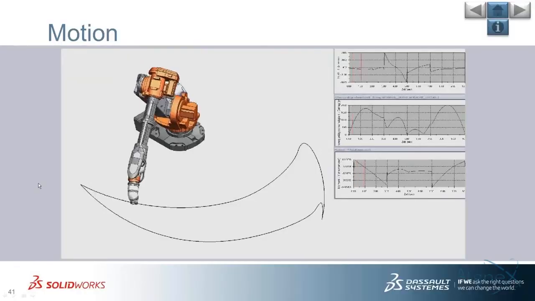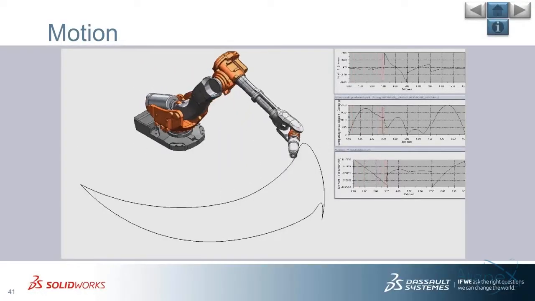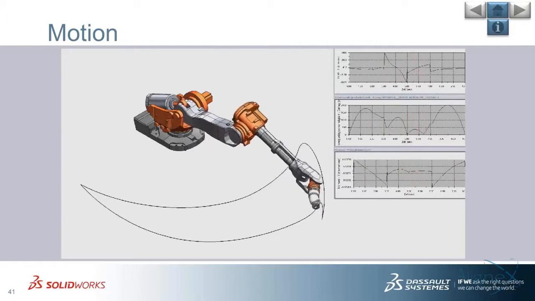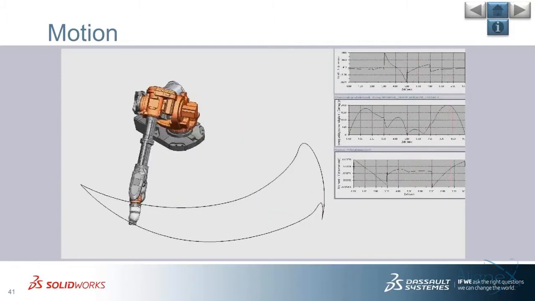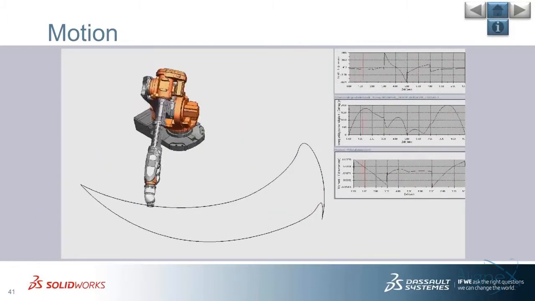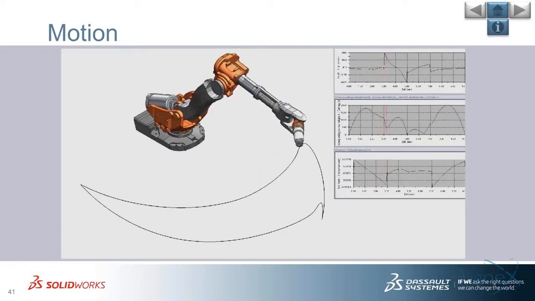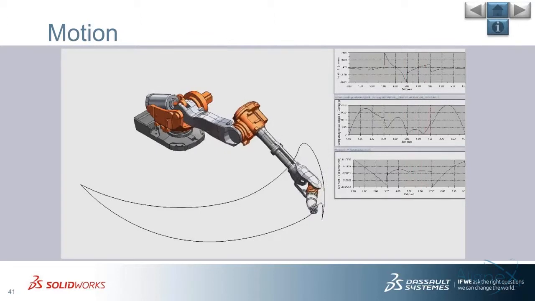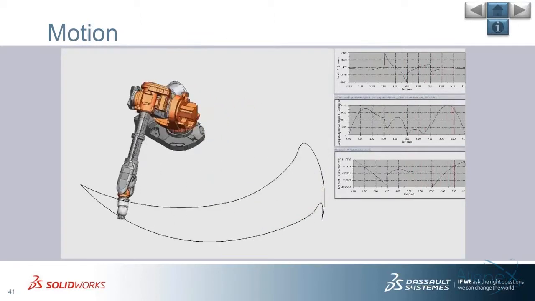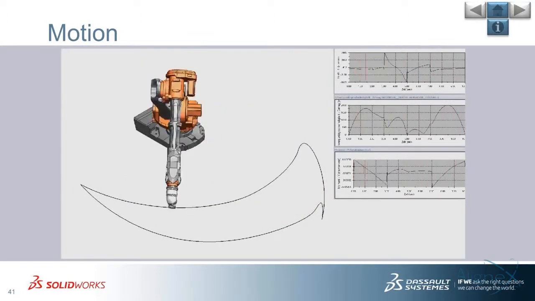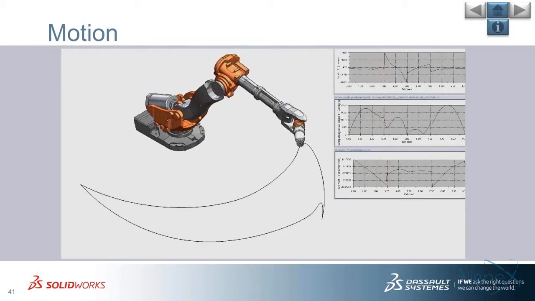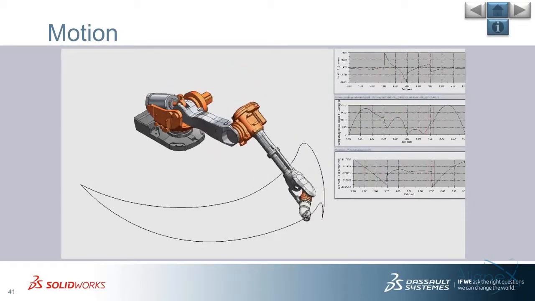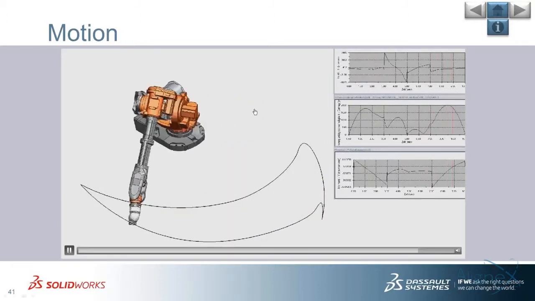And then on the motion side, the motion analysis, again, is a rigid body solver, and it allows us to set up our assemblies with different motors and actuators. This allows us to plot things like displacement, velocity, and acceleration. For example, at the end of this arm, we can calculate what the velocity, acceleration, and displacement is, and also trace the path of where it will move.